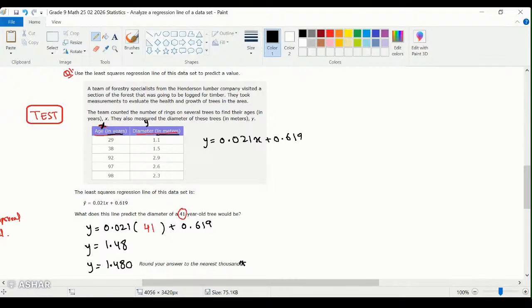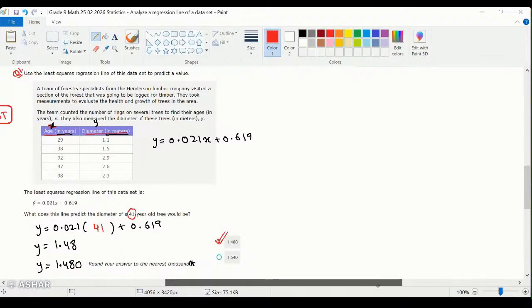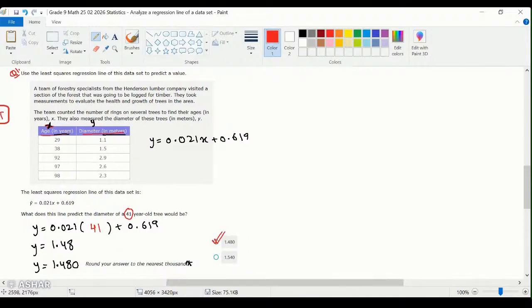For the next question, let's see what are the possibilities. They already gave us the two options. We had to select one of the options. Sorry, I did not copy the options. These were the two options given to us. So obviously 1.480 is the correct option. Okay, let's move to the next question.